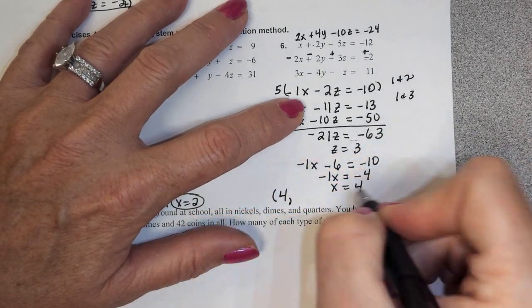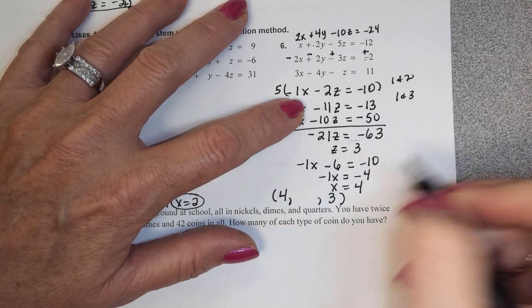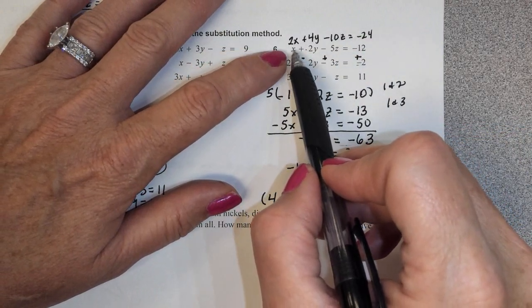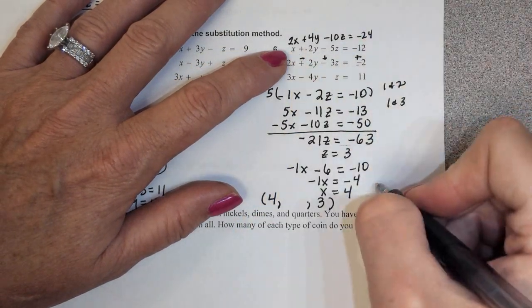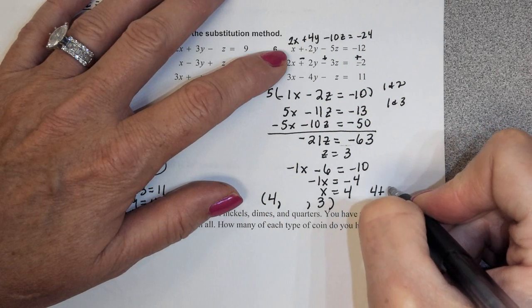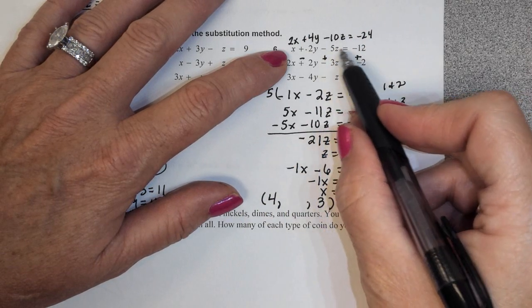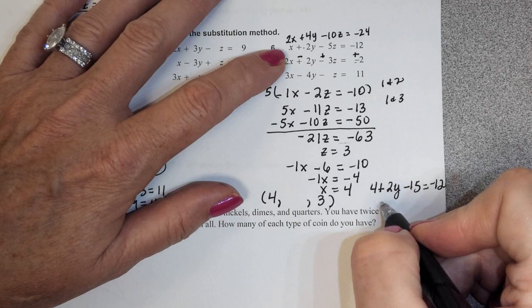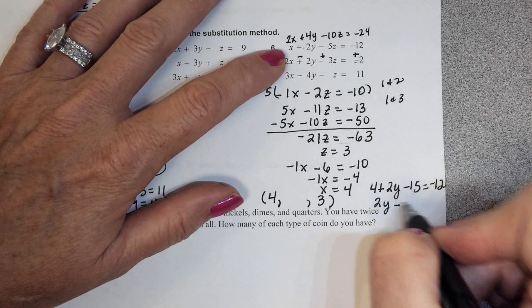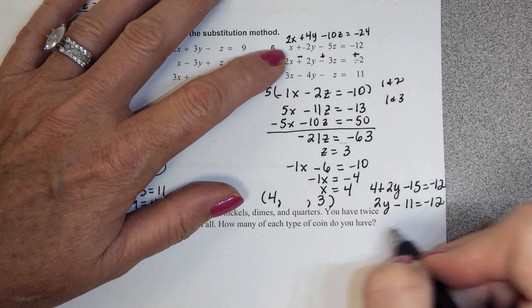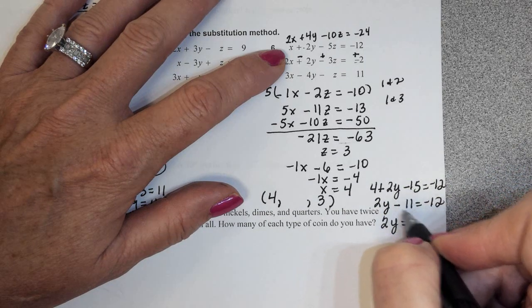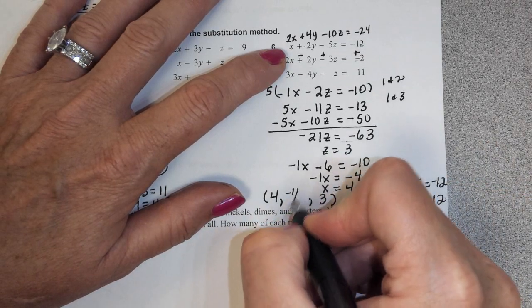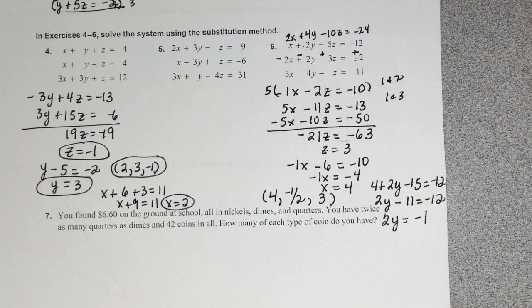So now I know x is 4. I know z is 3. And now I have to figure out what y is. I can go back anywhere. I'm going to go back to this number 1. Looks like the best spot. So I will have 4 plus 2y. Negative 5 times 3 is negative 15 equals negative 12. And so I'm going to have 2y minus 11 equals negative 12. So 2y equals negative 1. And so y then is going to be negative 1/2. And that's okay. It's not a super ugly equation.